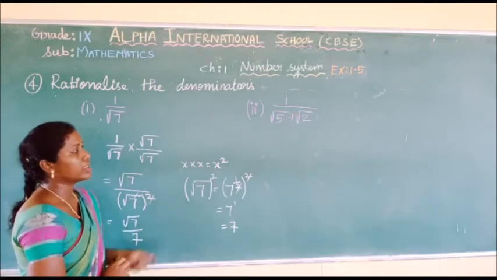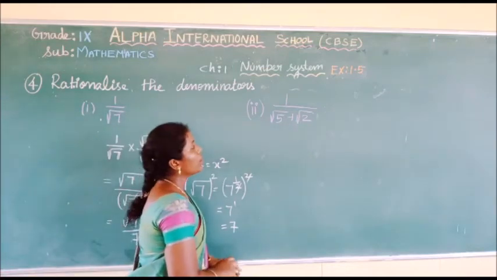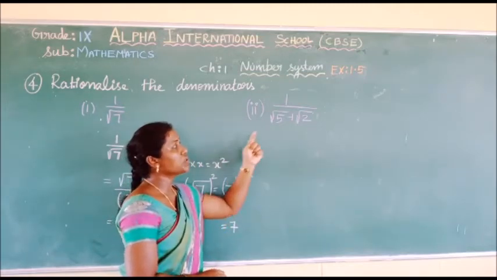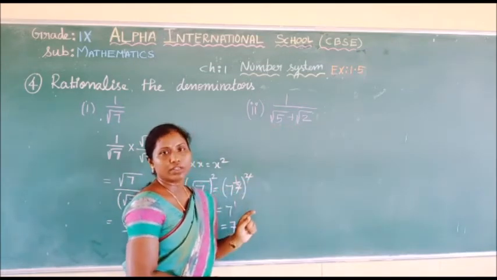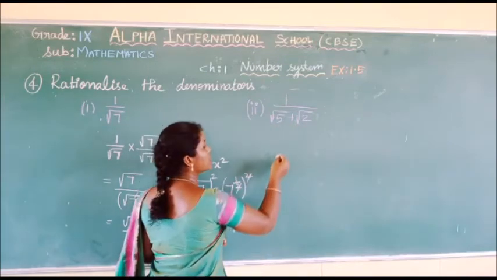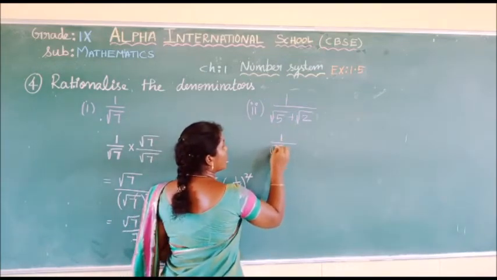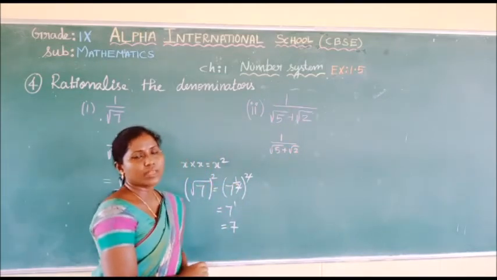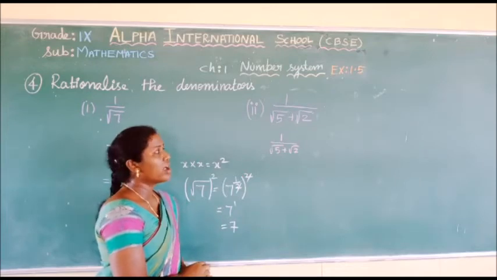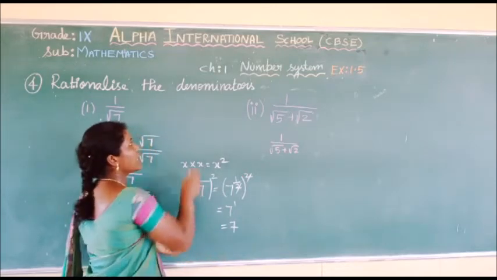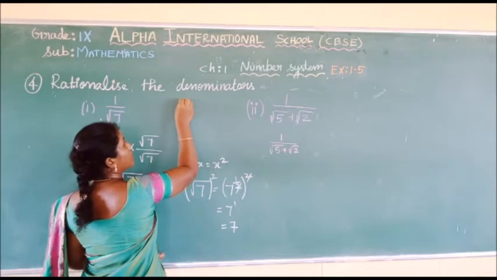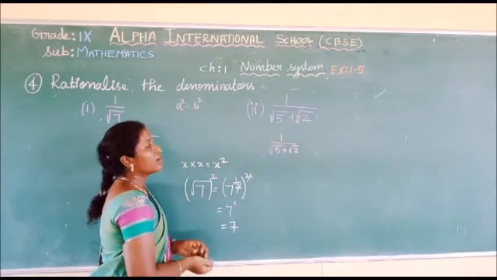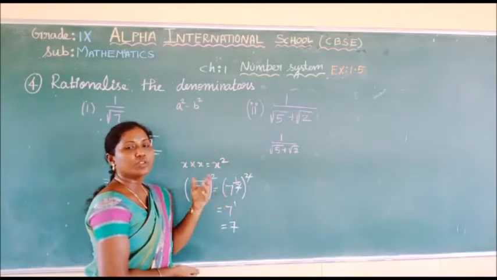Okay, so the second problem: 1 by root 5 plus root 2. Here we are having two numbers in addition operation. So see the question, 1 by root 5 plus root 2. I want to make a square, then what is the square root here? Do you remember the identity? What is the identity? A square minus B square. Because here we are having the plus operation, something I have to multiply and divide. What do I have to choose?